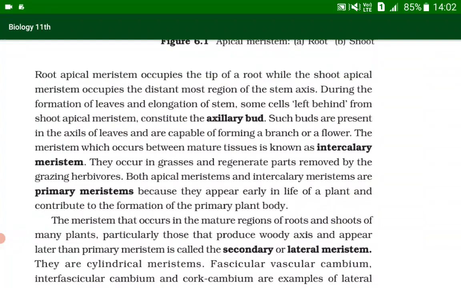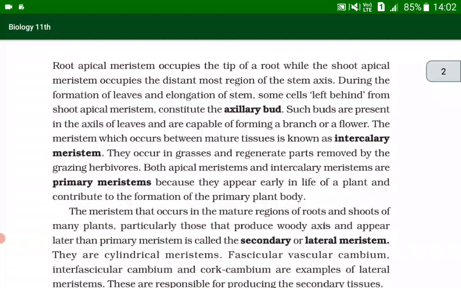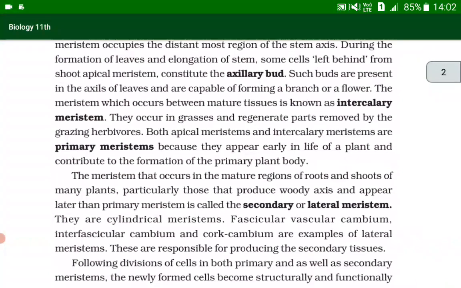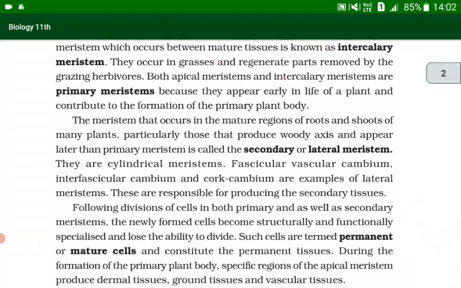The meristem which occurs between the mature tissues is known as intercalary meristem. They occur in grasses and regenerate parts removed by the grazing herbivores. Both apical meristems and intercalary meristems are primary meristems because they appear early in the life of a plant and contribute to the formation of the primary plant body.